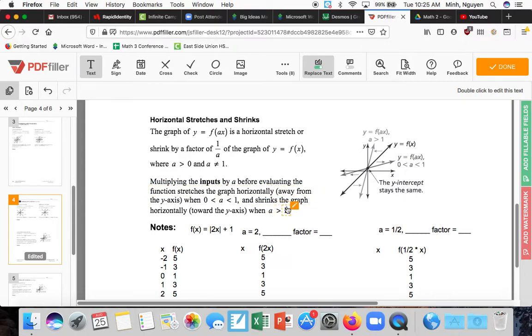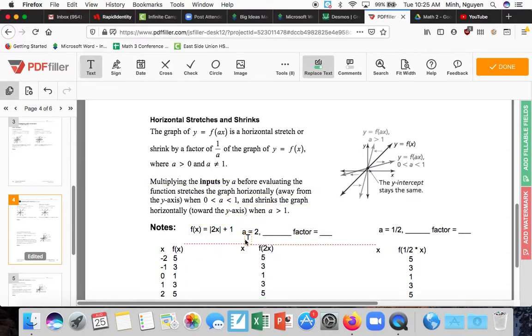When a is greater than 1, that's a shrink. When a is between 0 and 1, that's a stretch. So here I've picked the number 2. So f of 2x is the same, but we are multiplying the inputs by a.